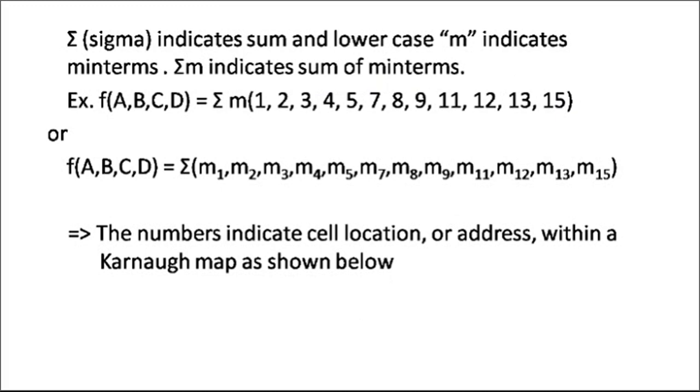Example: function f of a, b, c, d. These are the literals, the inputs; the variable names are a, b, c, d. It is equal to the summation of m 1, 2, 4, 5, 7, 8, 9, 11, 12, 13, 14. It is represented in terms of minterms, where these numbers are written as a suffix of the m.